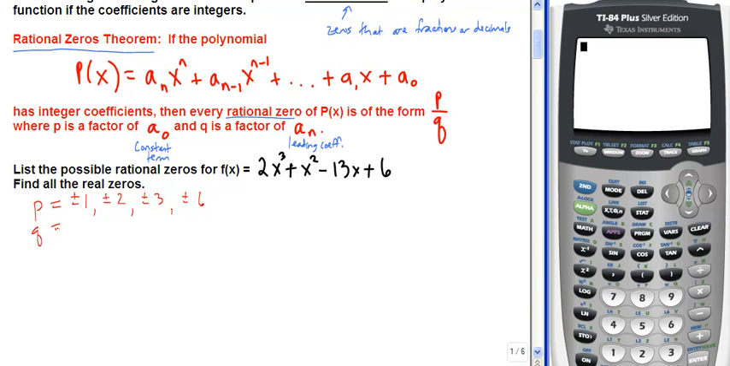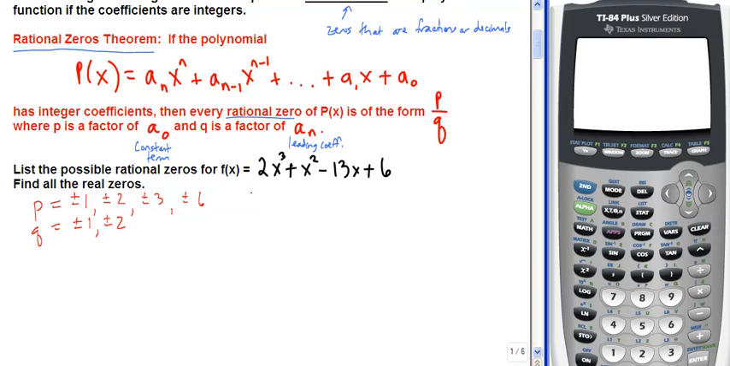Now Q is going to be the factors of the leading coefficient. So if our cubic term has a coefficient of 2, then we want factors of 2. So what numbers divide evenly into 2? Either 1 or 2. And again, I'm using plus or minus signs in front.